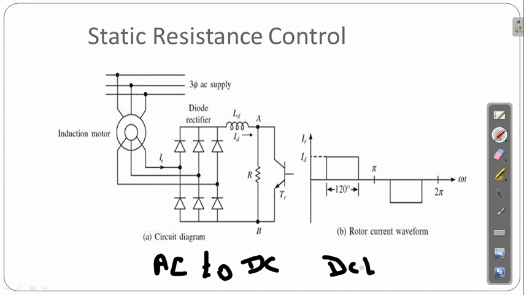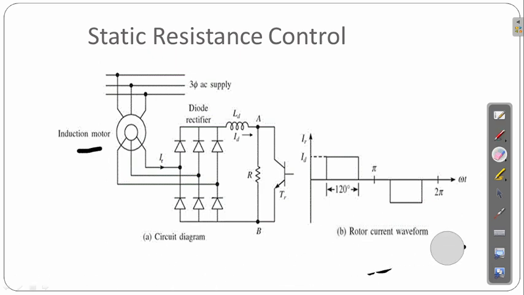That we know already. Here, you'll see this induction motor will be connected to the diode rectifier. This diode rectifier will convert this current into DC current. Then it will be connected with that inductor. Here the inductor will have storage of this DC. The current flowing over here is ID.